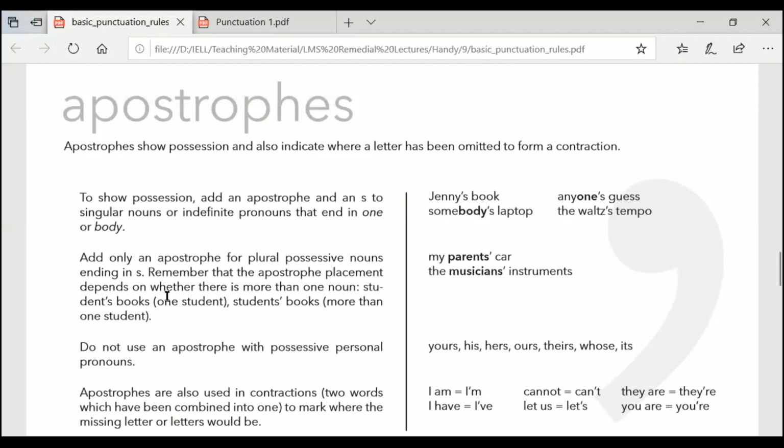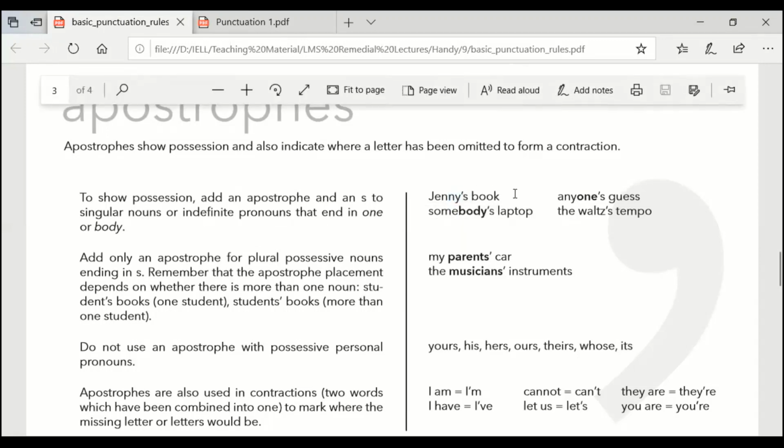Similarly, we have another use for plural possessives. Here we were using an apostrophe and then s, and then the noun that we're talking about the possession of. But this rule is a little bit trickier when we are using it for plural possessives, and this is where we often make mistakes.